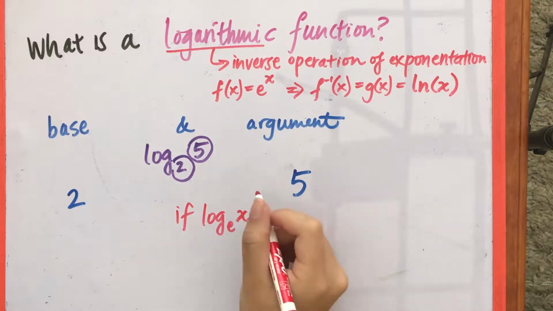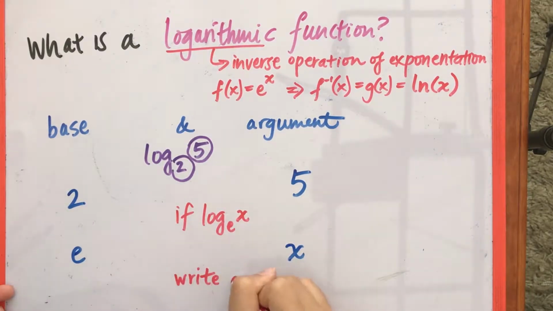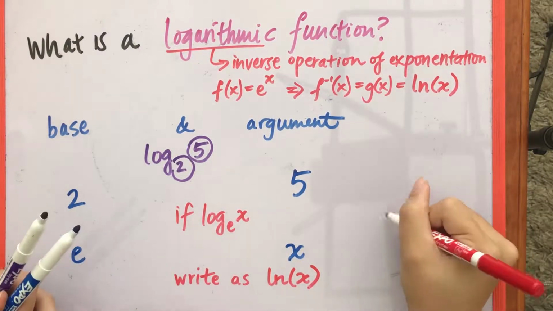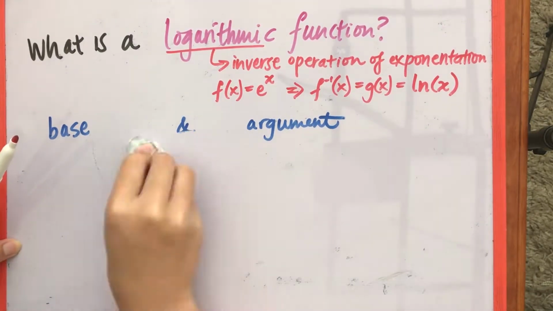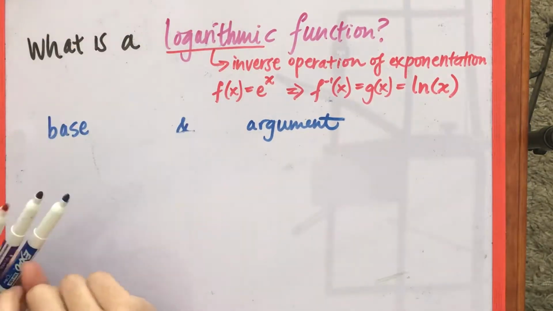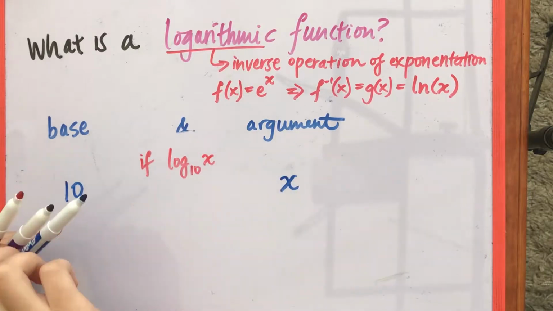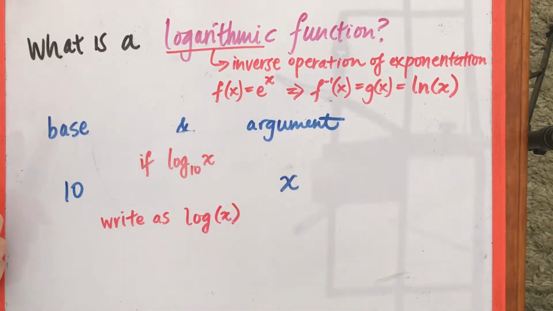For some simplification, log base e of x is often written as natural log of x, and log base 10 of x is often written as log of x. The graphs of natural log of x and e to the x look like this.